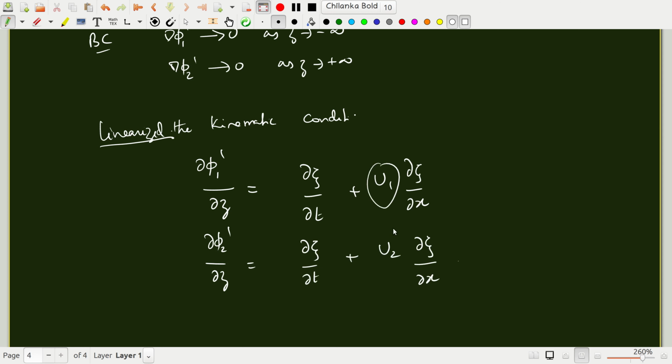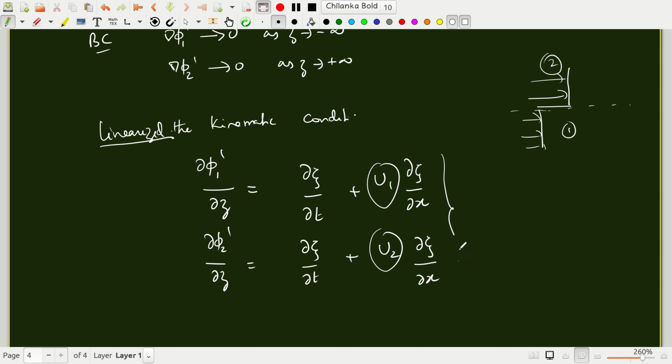Note that the velocities are different across the interface because the velocities undergo a jump between the two fluids, right? This is fluid 2, this is fluid 1, and there is a jump at the interface. Okay, this is something that is very, very important. The velocity discontinuity is very important.